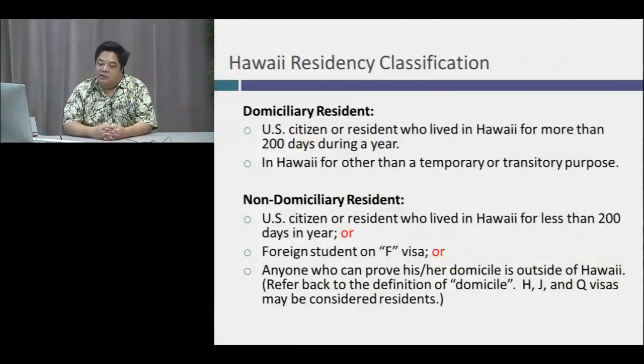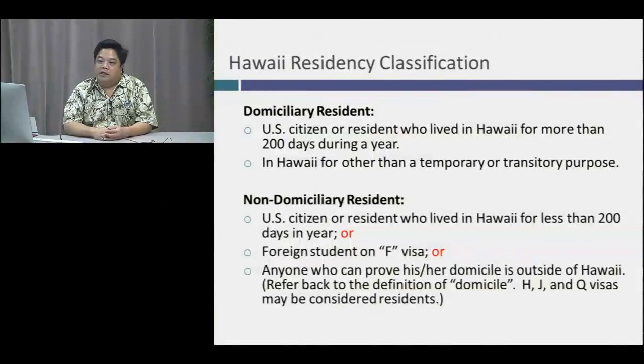But if you're a non-domiciliary resident, it could be someone, a U.S. citizen or resident who lives in Hawaii for less than 200 days in a year, or a foreign student on an F visa. So if all of you are on an F visa, you could automatically be considered a non-resident for Hawaii tax purposes.